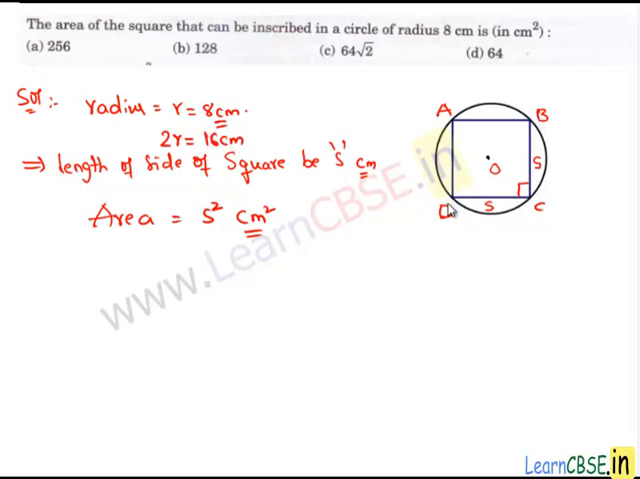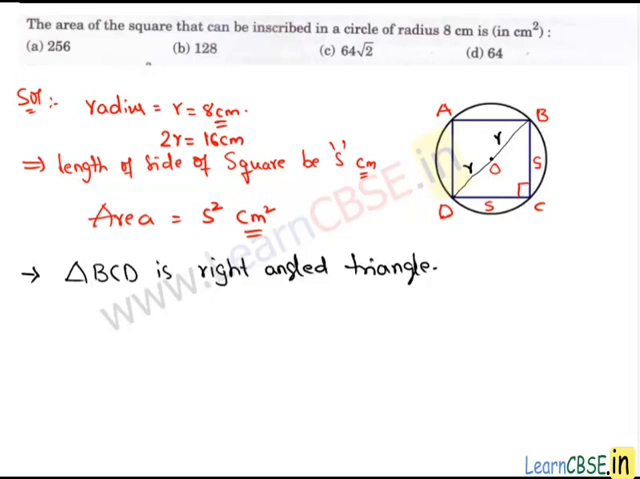Here BD is the diameter and BD is also a diagonal of the square. And OB is a radius and OD is a radius of the circle. If you look at the figure, we have a right angle triangle, that is triangle BCD is a right angle triangle. To find the value of S, we have to apply the Pythagoras theorem. According to the Pythagoras theorem, the square of the hypotenuse, which is BD square, is equal to the sum of the squares of the other two sides. Let's substitute the values.